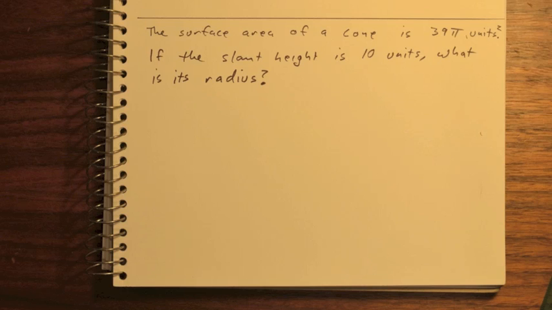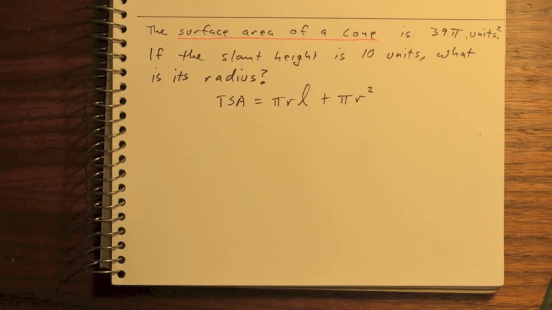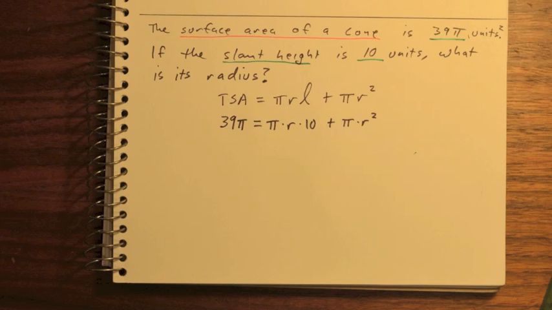Here we have the surface area of a cone is 39 pi square units. If the slant height is 10, what is the length of the radius? So this one we're going to use the surface area of a cone formula, but we're going to use it kind of backwards. Here's the total surface area of a cone. We know the slant height, and we need to solve for the radius.